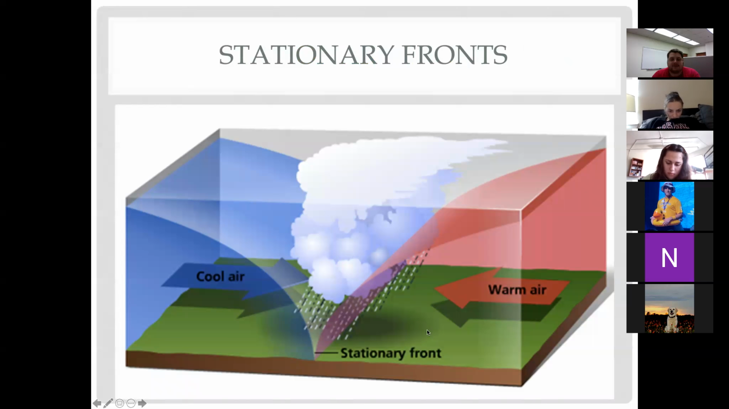And so yeah, this visualizes it as well. The fronts stall out next to each other, and then a lot of times you'll get rain and sometimes even thunderstorms as these two air masses are next to each other.